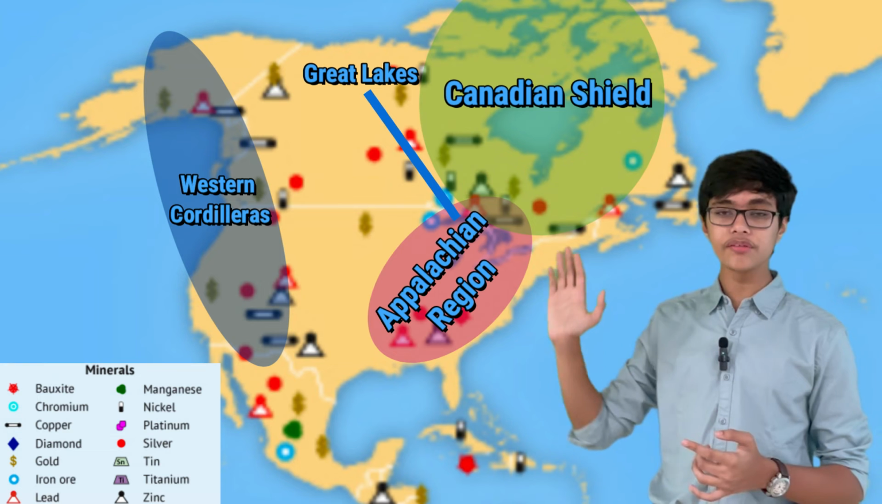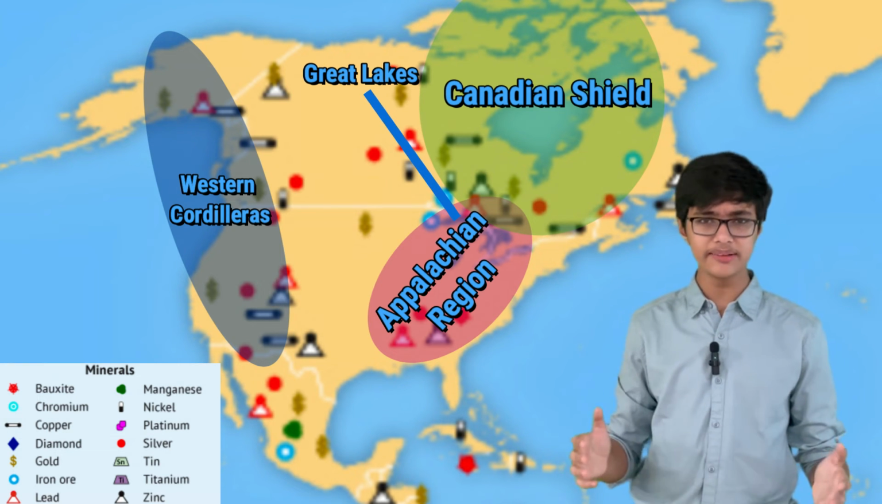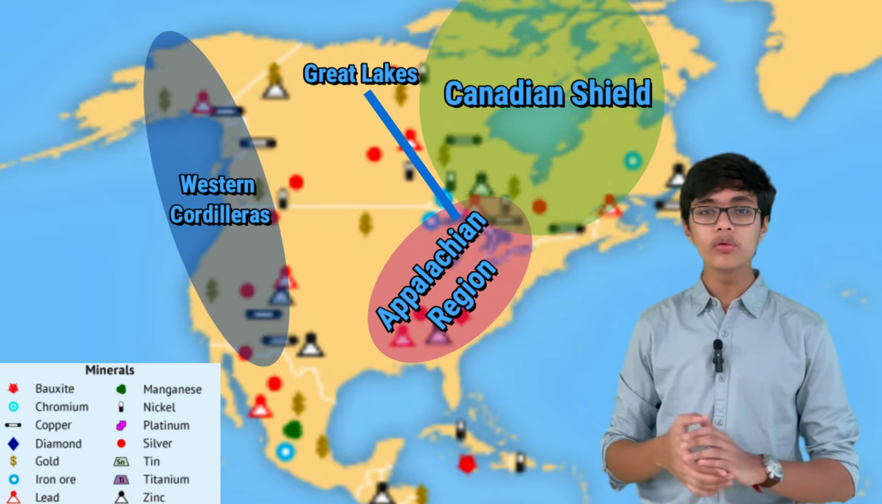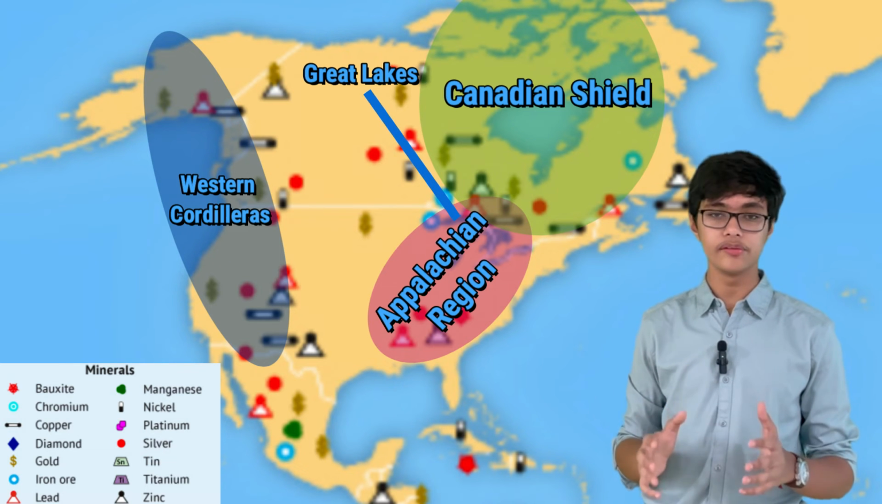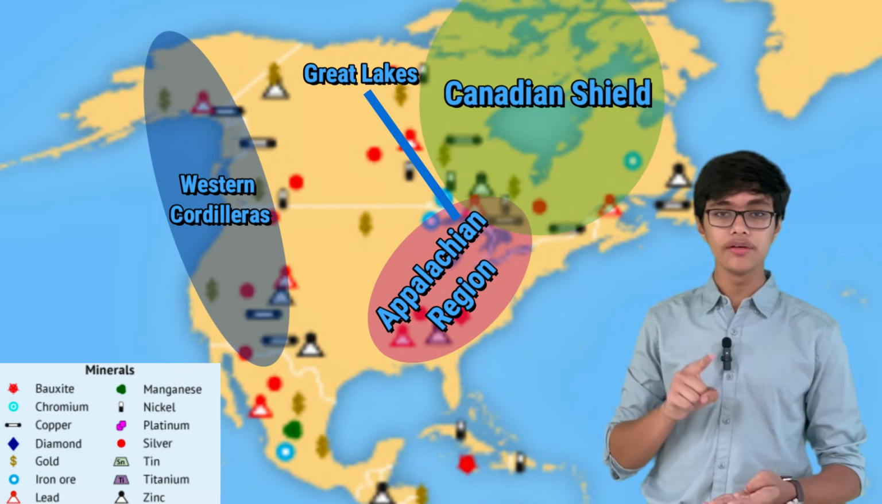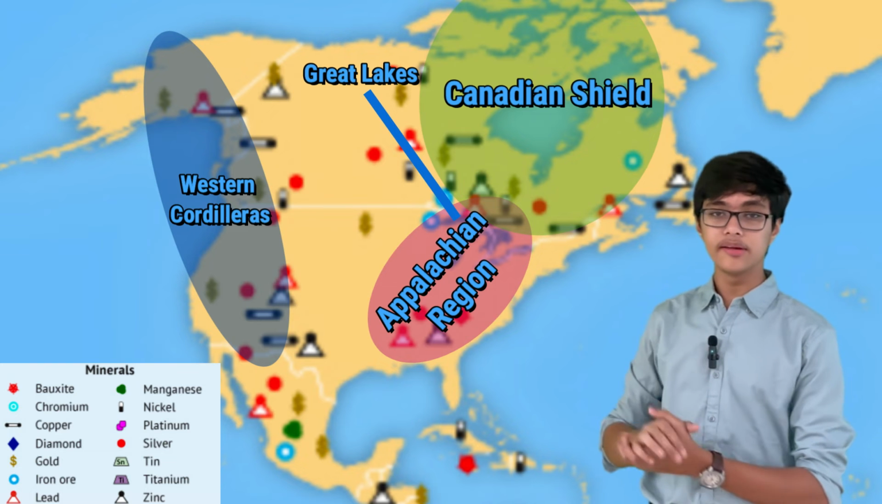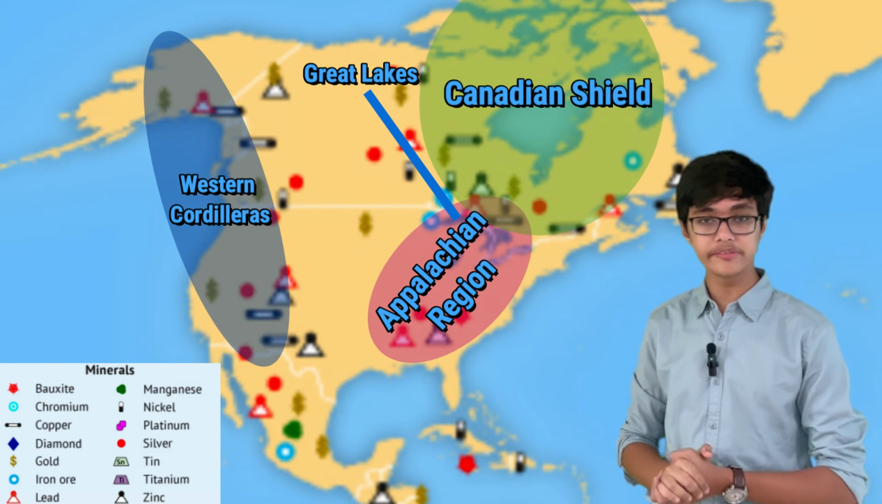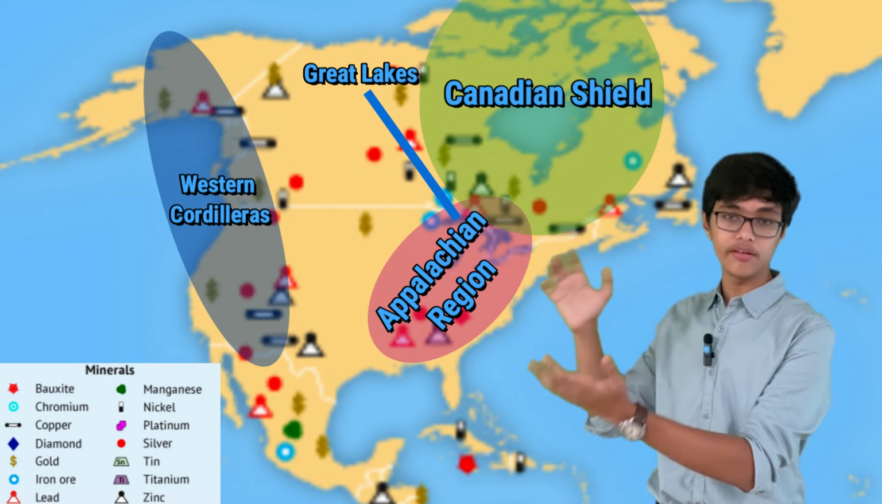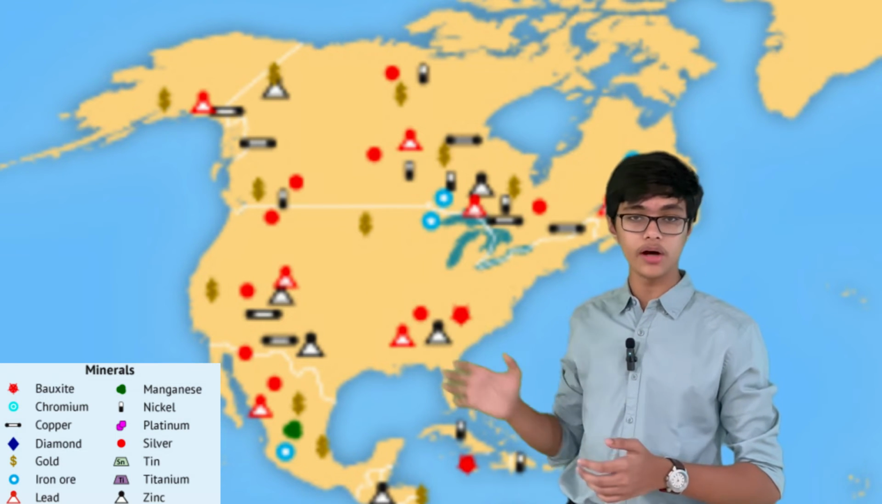And now let's shift our focus more westward. Here in the Western Cordilleras, which are basically mountains, you'll find most of the important minerals such as gold, silver, sometimes even diamonds, and a few stones. So that is North America. North America is divided into three regions based on the minerals it has, and all of these three have different mineral compositions. Now let's shift our focus down south.